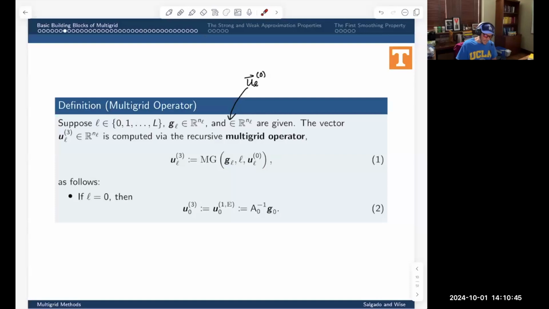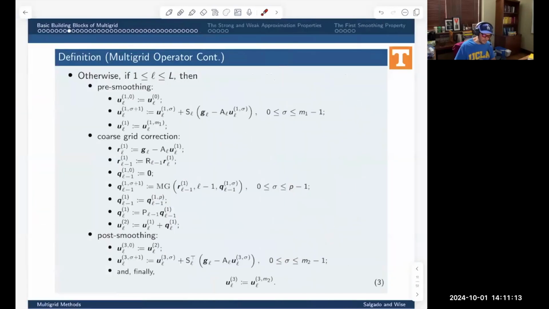Here we go. If the level is equal to the coarsest possible level, then I'm simply going to apply A_0 inverse. So on the coarsest possible level, I'm going to exactly solve the problem via A_0 inverse times G_0, and that's what I'm going to set U_0^3 to. So it's very easy to define what I'm going to do on the coarsest possible level. Now, if it's not on the coarsest possible level, here's what I'm going to do, and then we'll come back to this later.